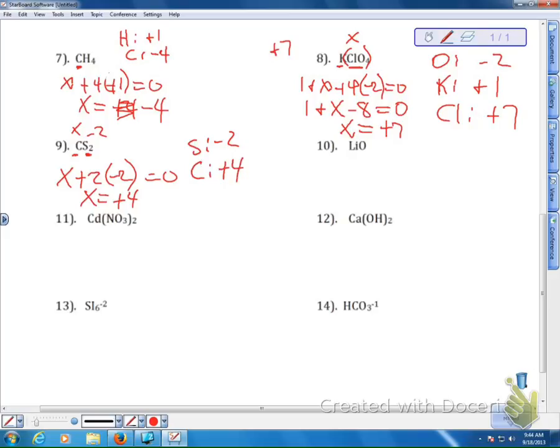Don't let number 10 fool you. Number 10 looks easy. However, lithium has to be +1 as an alkali metal. In this case, X for oxygen plus the +1 equals 0. X equals -1. In this case, oxygen is only -1. It's peroxide.